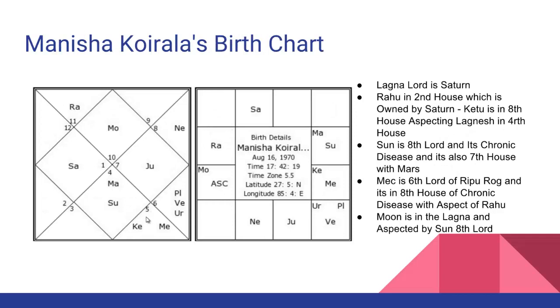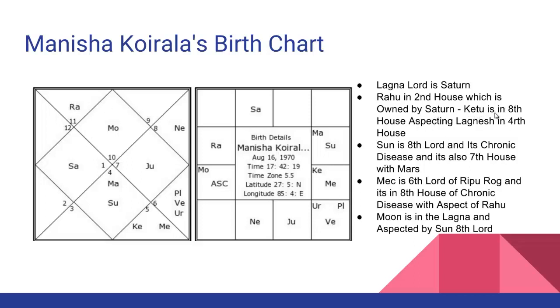This is also a chart of Manisha Koirala. Again, I have picked it from the internet, and this also has a quite similar combination, which shows a blood infection. Here the Lagna Lord is again Saturn, and Rahu is in the 2nd house, which is owned by Saturn again. That means Rahu is giving some energy to Saturn.